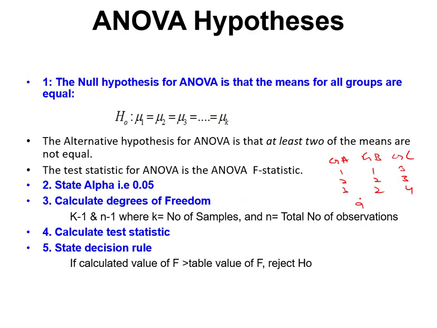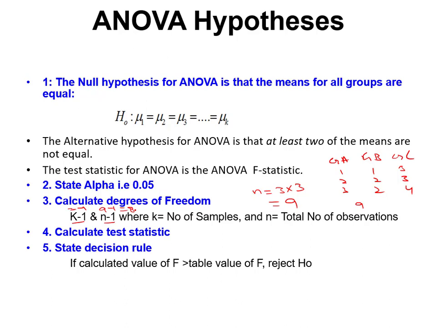Now, how will you calculate n? n will be calculated as how many samples, how many groups you have: 3. And in each group how many observations did you take? In each group we took 3 observations. So 3 times 3 will be 9. Or you can count 1, 2, 3, 4, 5, 6, 7, 8, 9. So 9 observations we have. So how will you calculate the degree of freedom for this? This is the degree of freedom for between, and this is the degree of freedom for within. Between means we want to compare these 3 groups. So in this example it will be 3 minus 1, and in this one it will be 9 minus 1, it will be 8.